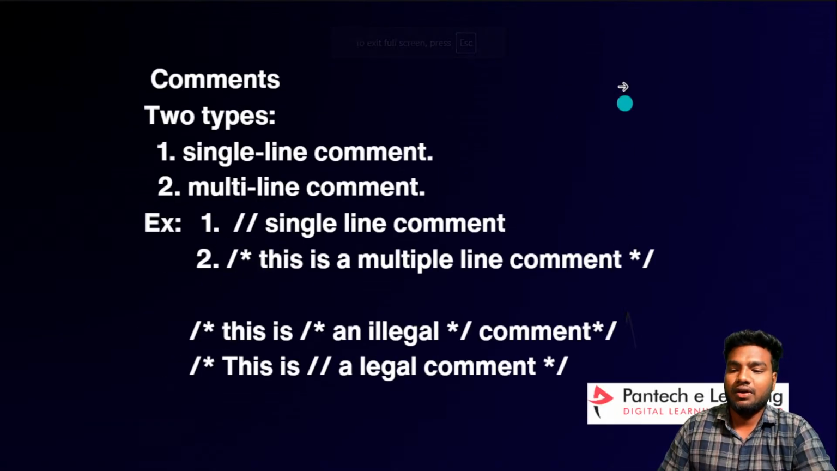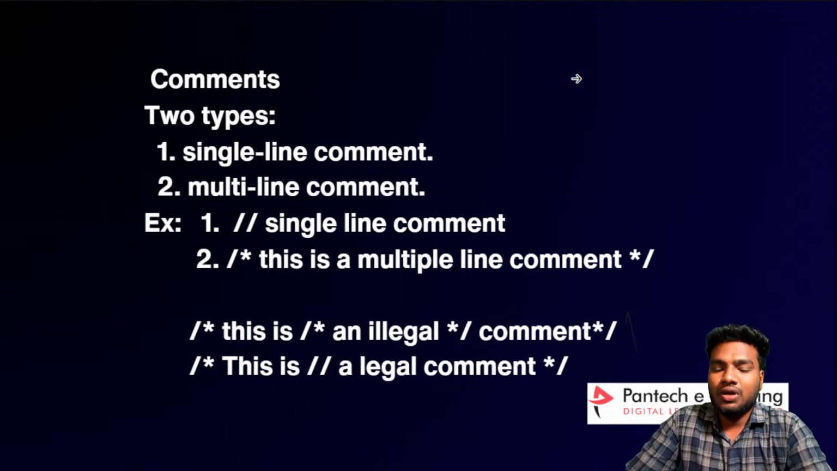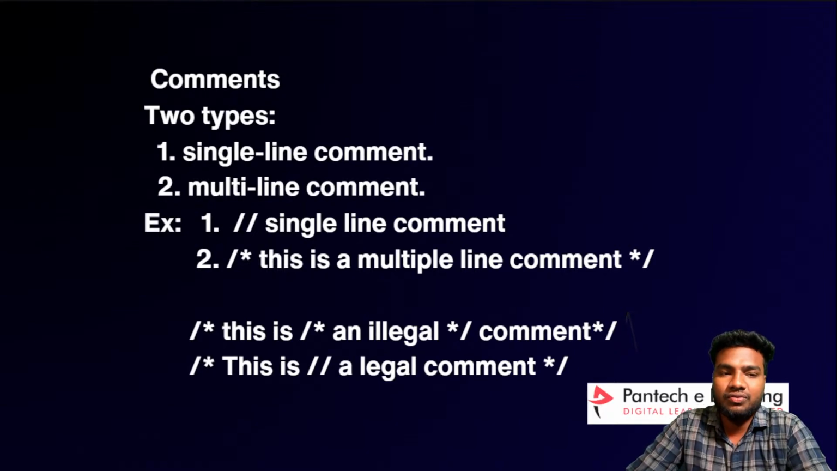Firstly, comments. We use comments for giving some notes about our code. If you're writing code, you have to mention which part is which, like this is a sequential part, this is a combinational part, this is a register, this is the counter part. Then only another person can easily understand. For that you can use comments.